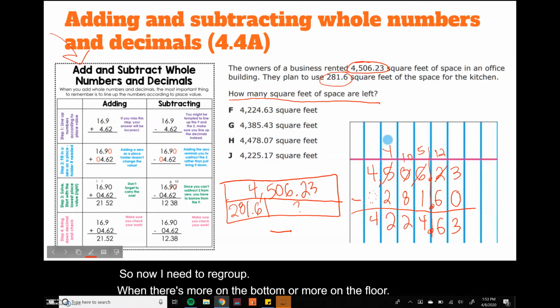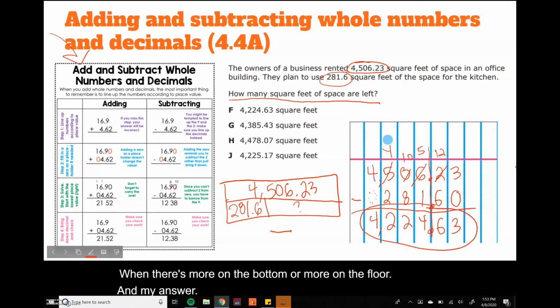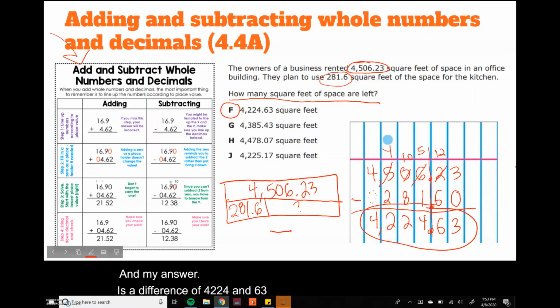And my answer is a difference of 4,224 and 63 hundredths square feet. Answer F.